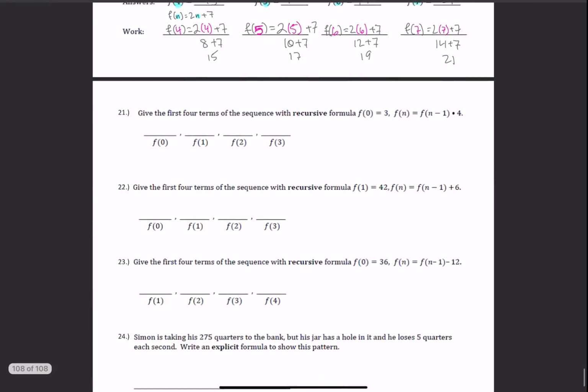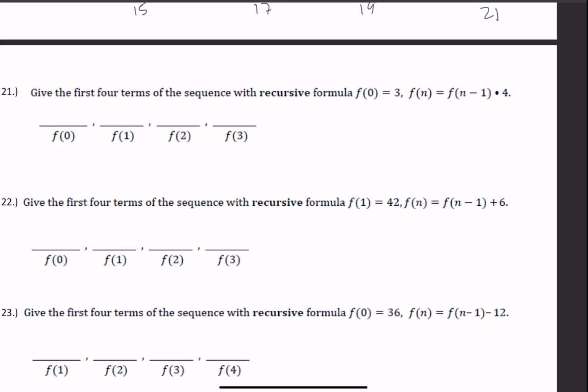All right, last page. Give the first 4 terms of the sequence with the recursive formula. So we're given f of 0 equals 3, f of n equals f of n minus 1 times 4. Here's f of 0, so we write 3 up top. This is telling me to multiply by 4. So what's 3 times 4? That's 12. Do it again. 12 times 4 is 48. 48 times 4 is 192.